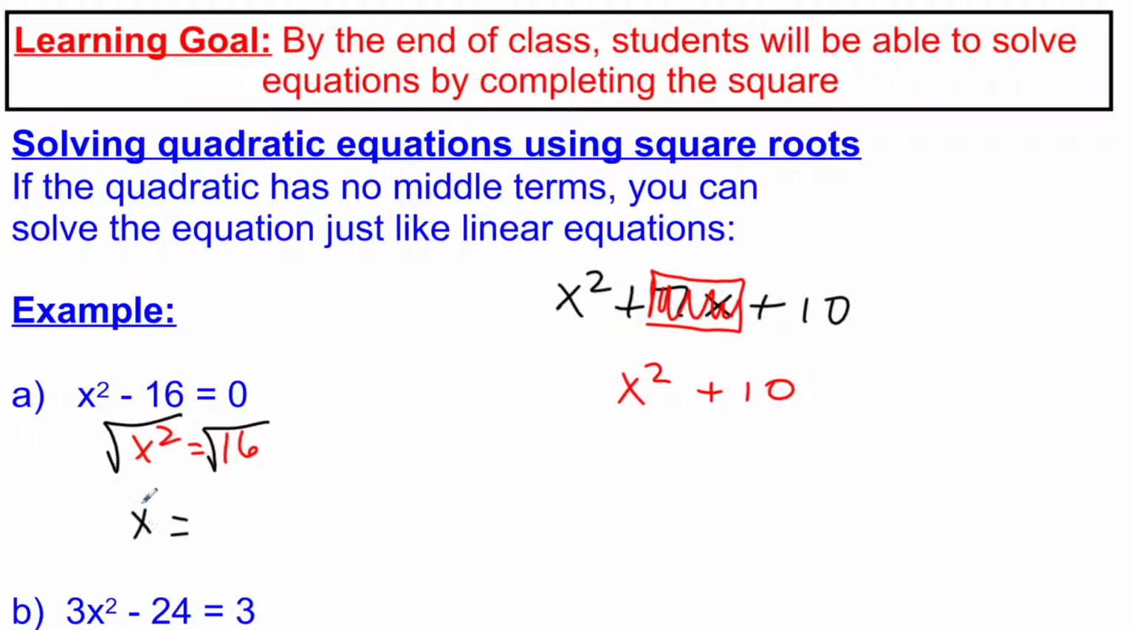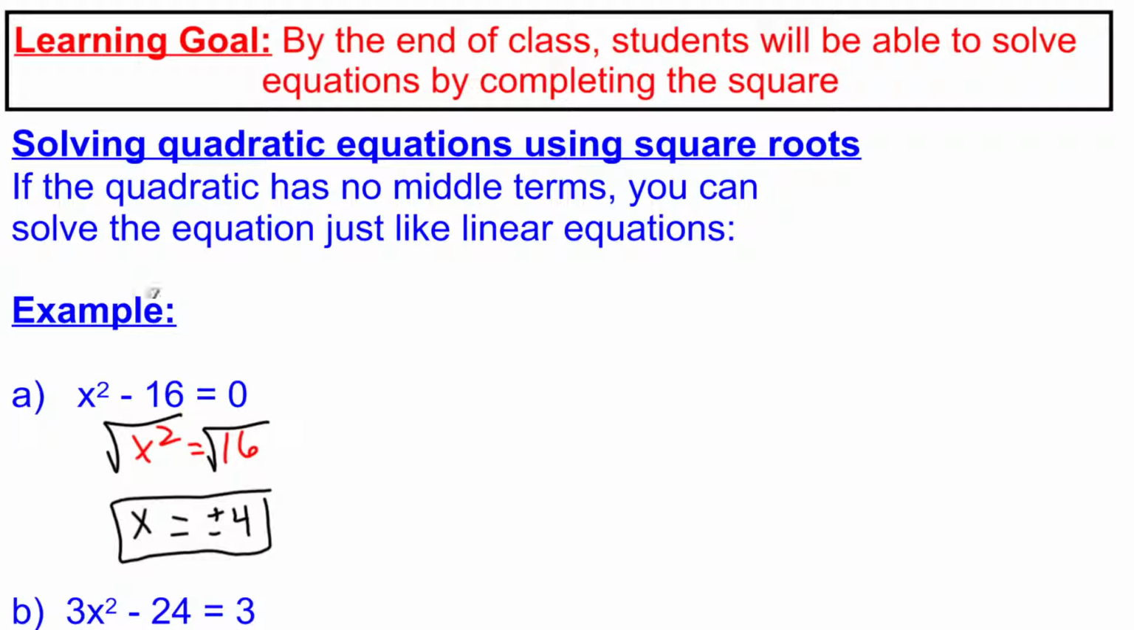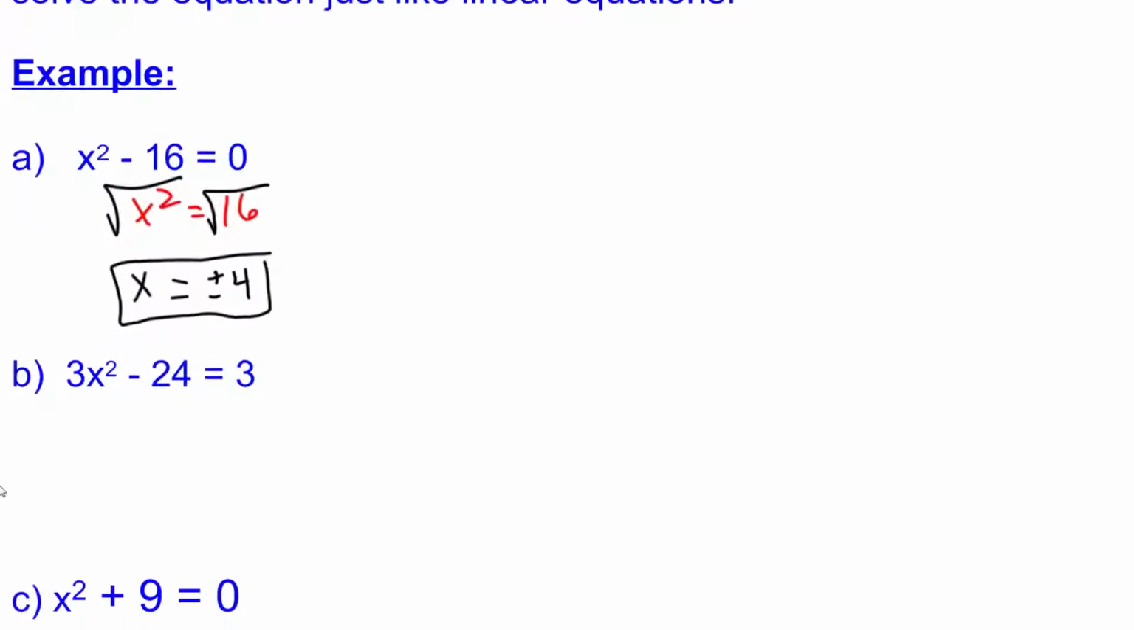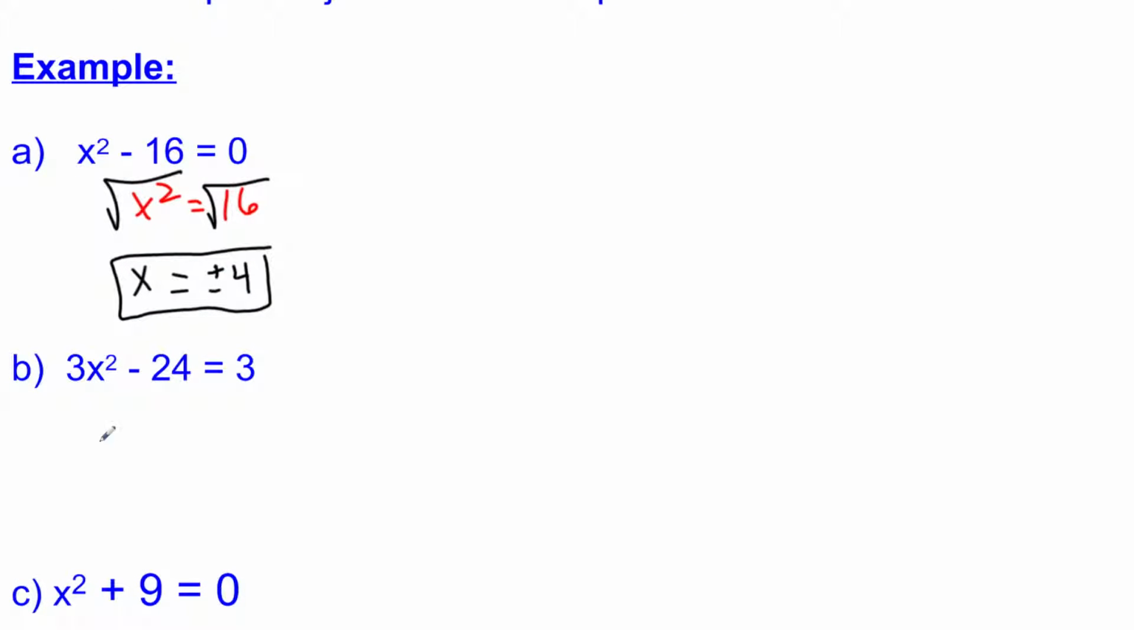I have x by itself. That's what I was trying to do. The square root of 16 has two answers, 4 and negative 4. So if you remember from the factoring video, we said instead of writing two separate answers, I can just say plus or minus 4 represents both of those solutions. Okay, so this is, again, useful for these types of problems where we can just solve it like we learned how to solve good old linear equations. Okay, so let's go through and do a couple more.